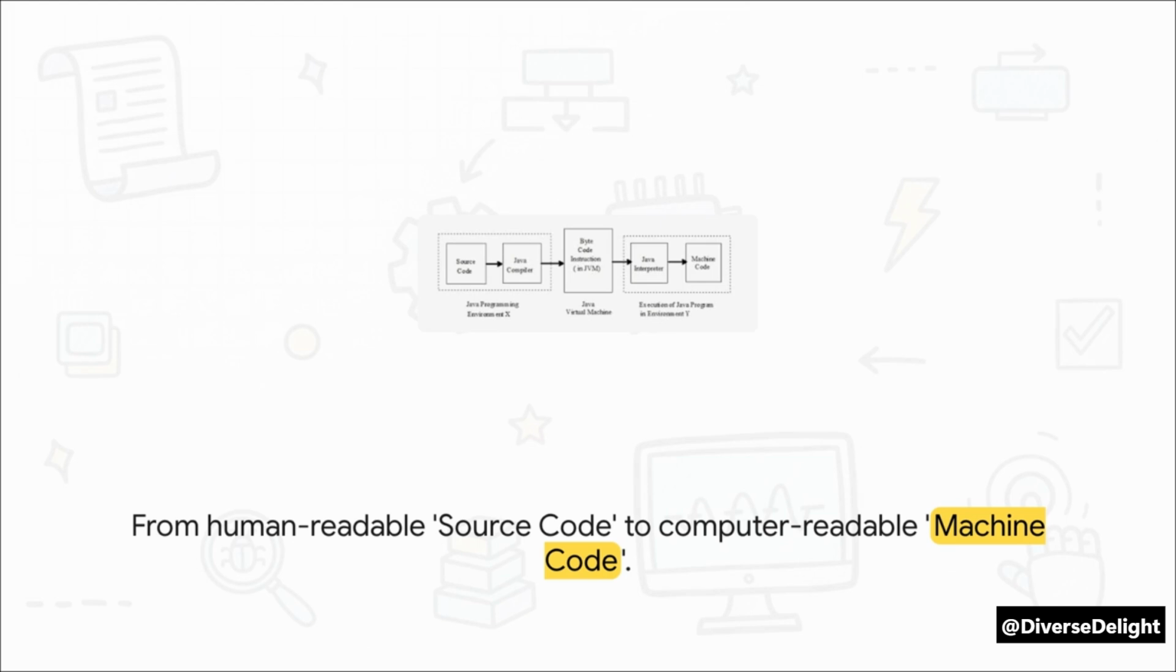We start with what you see on the left, our human-readable source code. Now, a program called the Java compiler takes a look at it. But here's the twist. It doesn't translate it directly into the computer's native language. No, it translates it into an intermediate language called bytecode. This bytecode is the special language that only the JVM understands. Then, the JVM gets that bytecode and translates it into the final machine code that your computer's processor can actually understand and execute. It's a two-step process that makes Java so incredibly flexible.